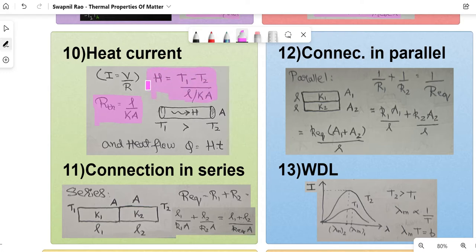It'll be easier to memorize. So that would be this part. And heat flow, as you know, in current electricity, I is equal to Q by T. So the same way over here, Q is equal to H times T. This can obviously be connected with Q is equal to I times T from current electricity.